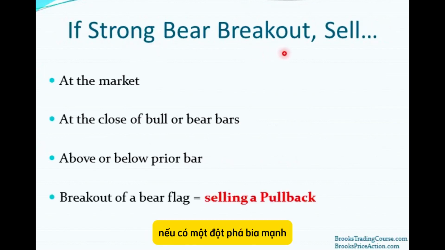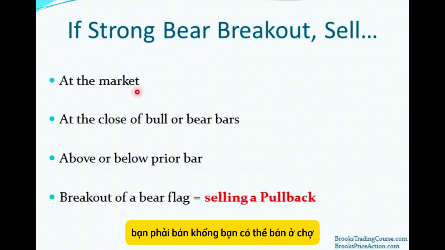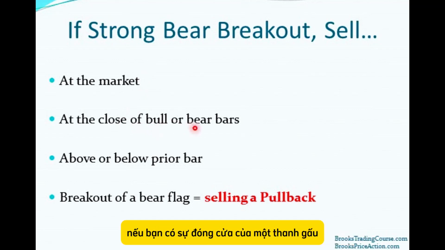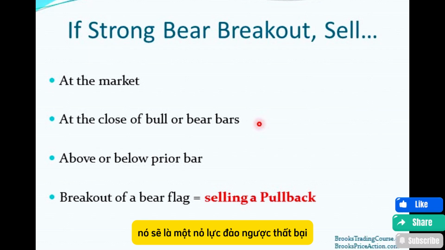If there's a strong bear breakout, you have to sell, and you have to sell early. Once you think that there's a strong bear breakout, you've got to get short. You can sell at the market. You can wait for the close of a bull bar or a bear bar. If you have the close of a bear bar, you're selling on strength. If you have a bull bar occurring in a strong bear trend, you have to assume 80% chance it's going to be a failed reversal attempt, so you can just sell the close of that bull bar.